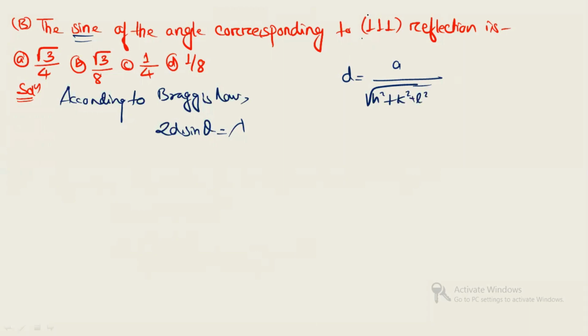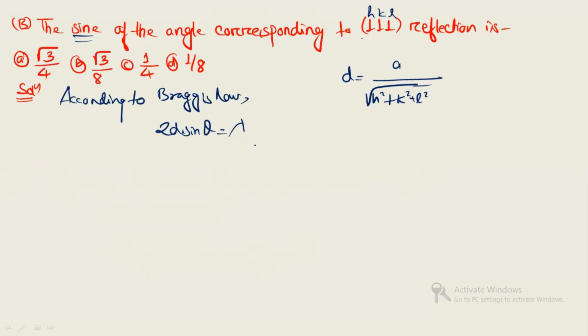This is H, this is K, and this is L. Okay, this is the interplanar distance. I think these things are clear. These things you have studied when you have done the lectures part. So these are the HKL, the Miller indices. Interplanar spacing, these things are very easy.